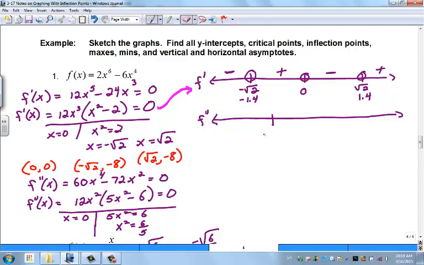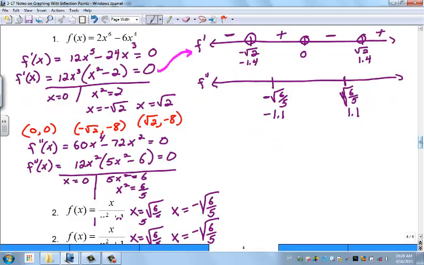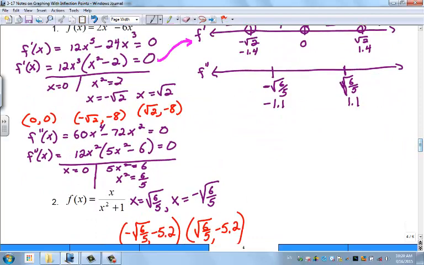Let me write that both ways. Negative radical 6/5 or negative 1.1. And then over here, I'm going to have positive radical 6/5 or 1.1. All right, and those are the possible inflection points of f double prime. To see what's going on with those, we've got to look at the most factored form of f double prime.